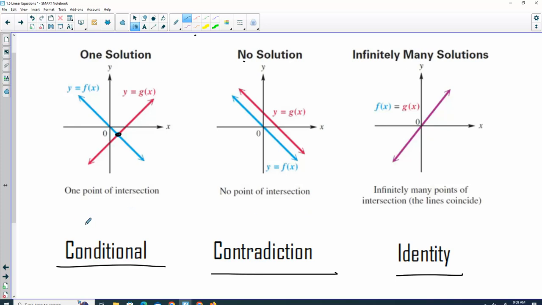You probably want to jot some of this down. So at least, conditional is one solution, contradiction is no solution, identity is infinite solutions. At least know those terms. Sometimes I might ask you to.